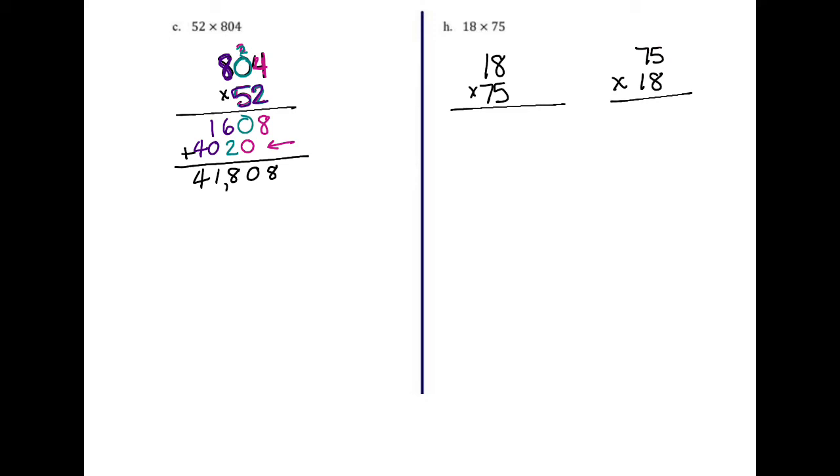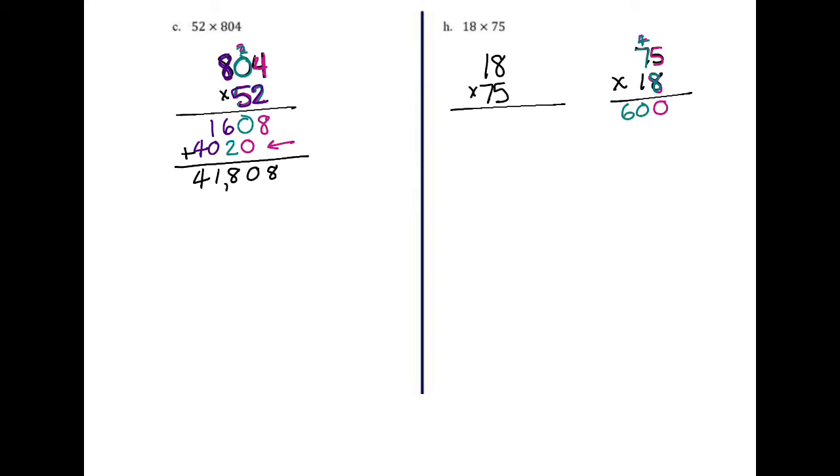Okay, let's go ahead and do it. So we're going to do 8 times 5 is 40. Put your 0 down, carry the 4. 8 times 7 is 56. Add the 4 is 60. That worked out pretty slick.